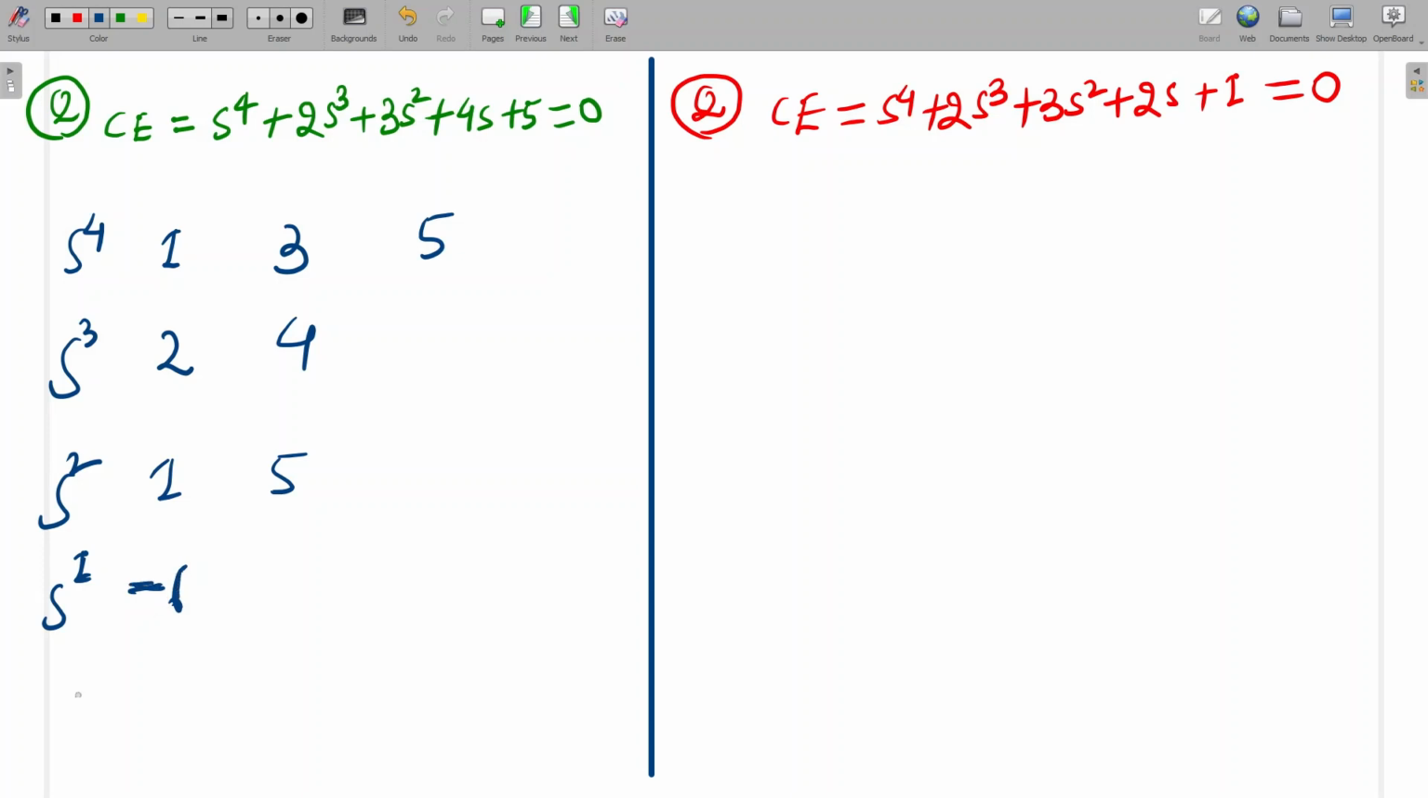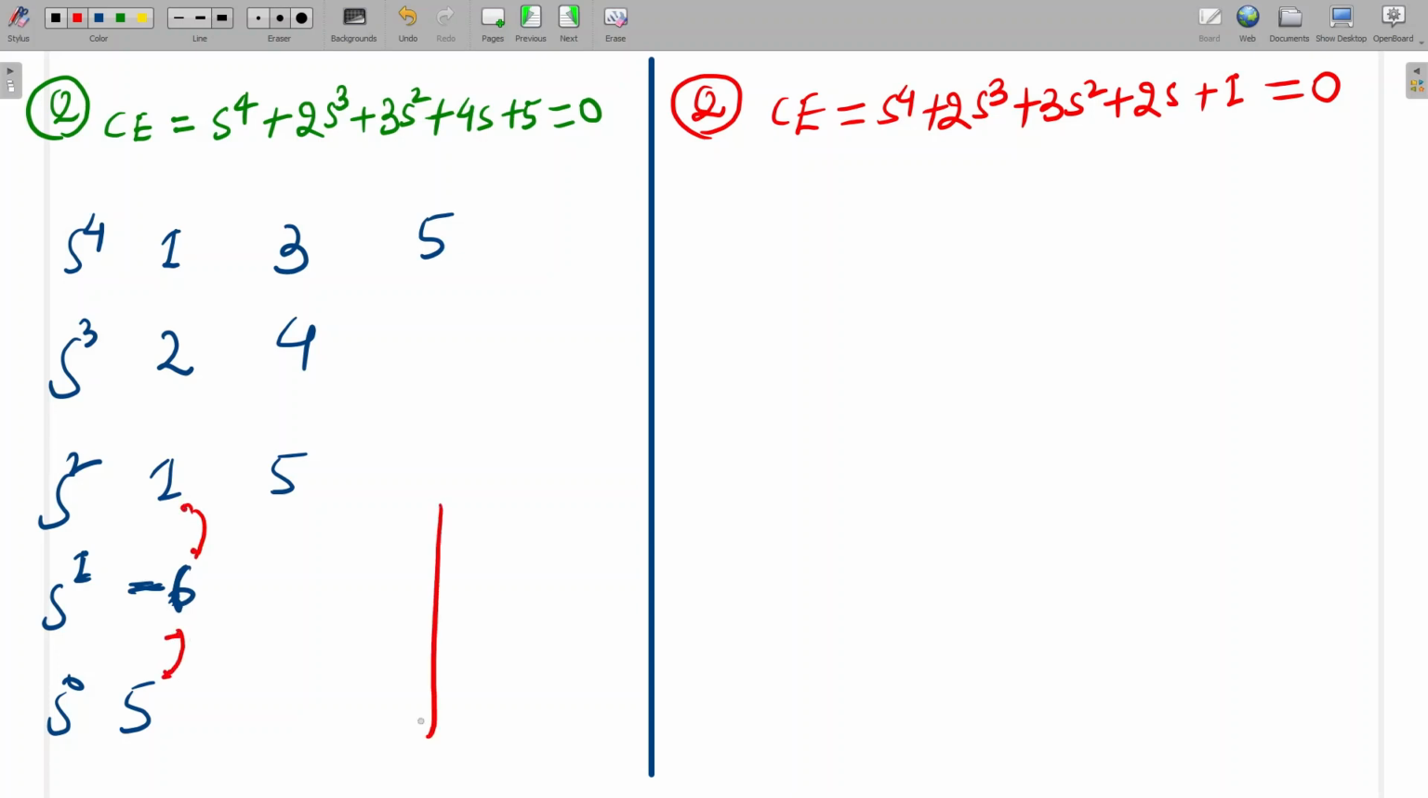Okay. And what will be the s to the power 0 value? That will be minus 6 into 5 divided by minus 6. So it will be 5 only. Is it clear? Calculations are okay? Clear, sir. So two sign changes are there, here to here and here to here.